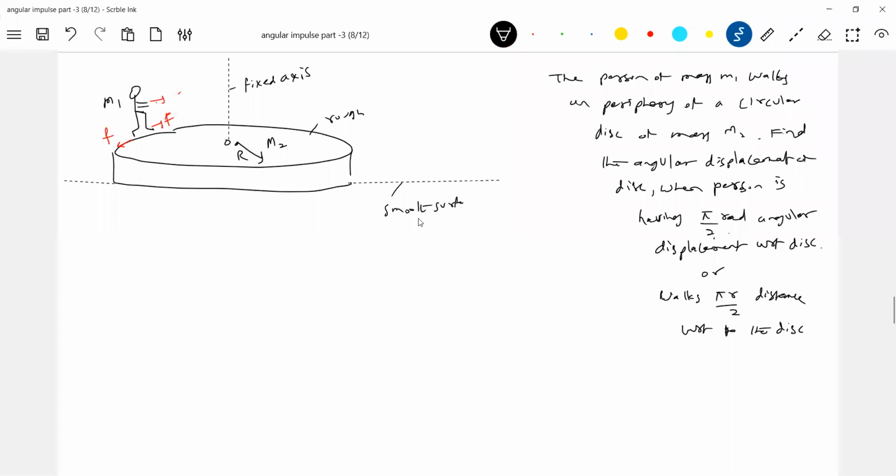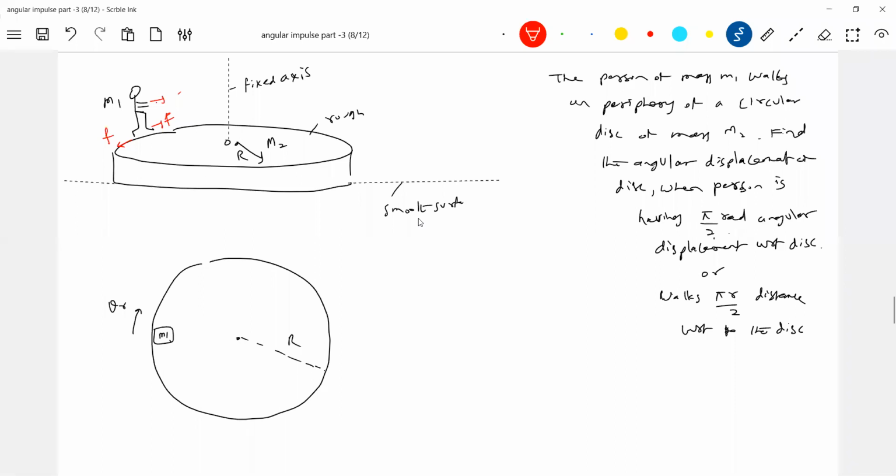So let me go for one plan diagram. These are the questions where you are supposed to use imagination. So there is a person. I'm showing the top view. He will have angular displacement theta r like this. Then the friction will act in this direction. Then on the disk, you have to show it like this here. This is radius r, no?